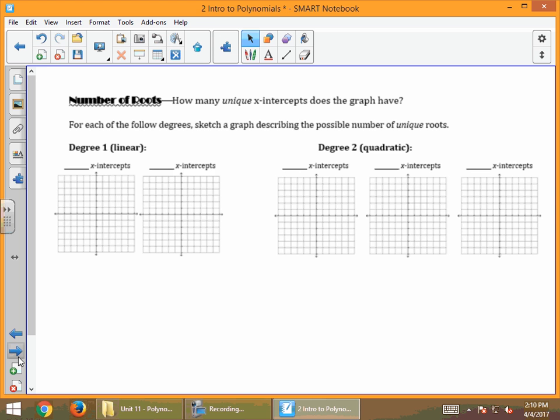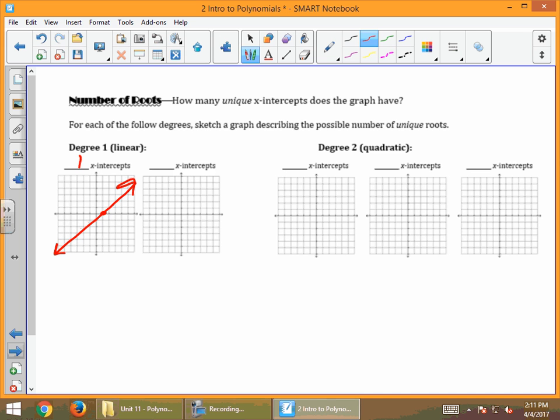Well, number of roots is how many unique x-intercepts a graph has. Okay? Again, the degree is helpful for knowing that. Generally speaking, how many x-intercepts does a linear function have? 1. Just kind of like that first one we drew. It's just a straight line. It touches the x-axis 1 time.